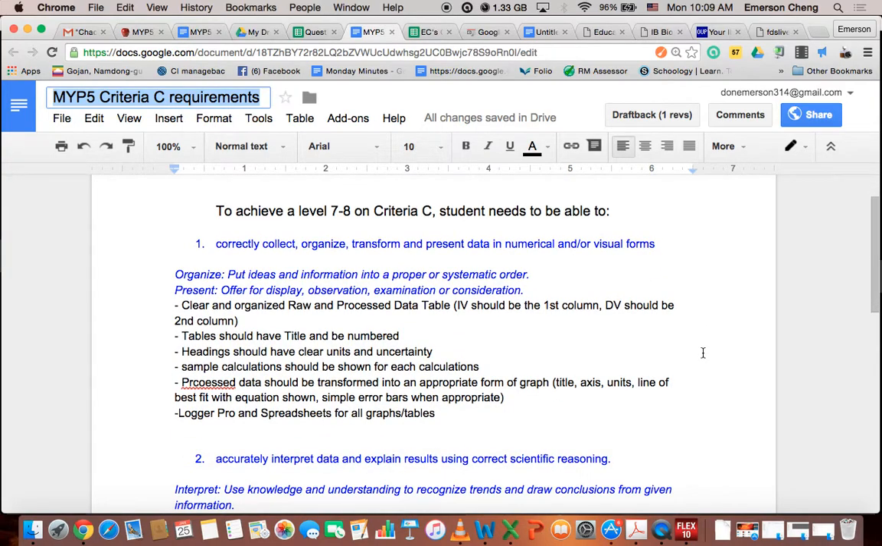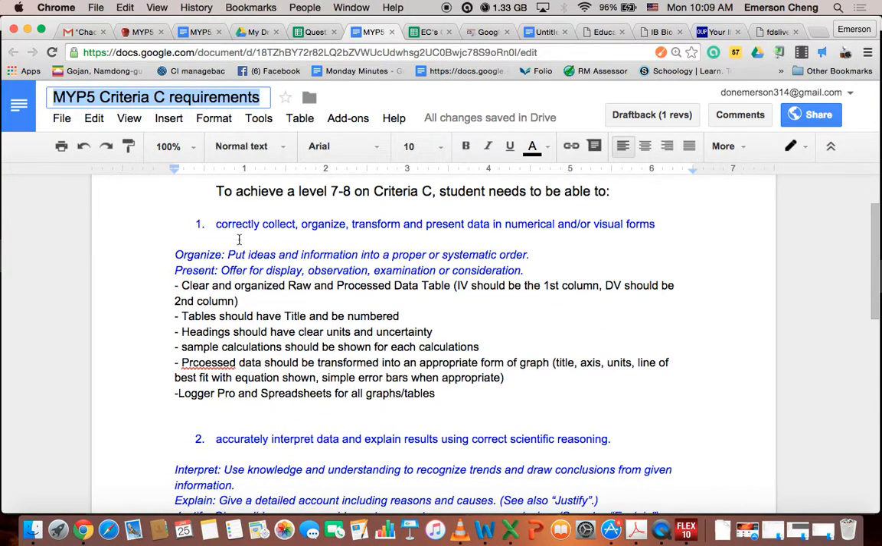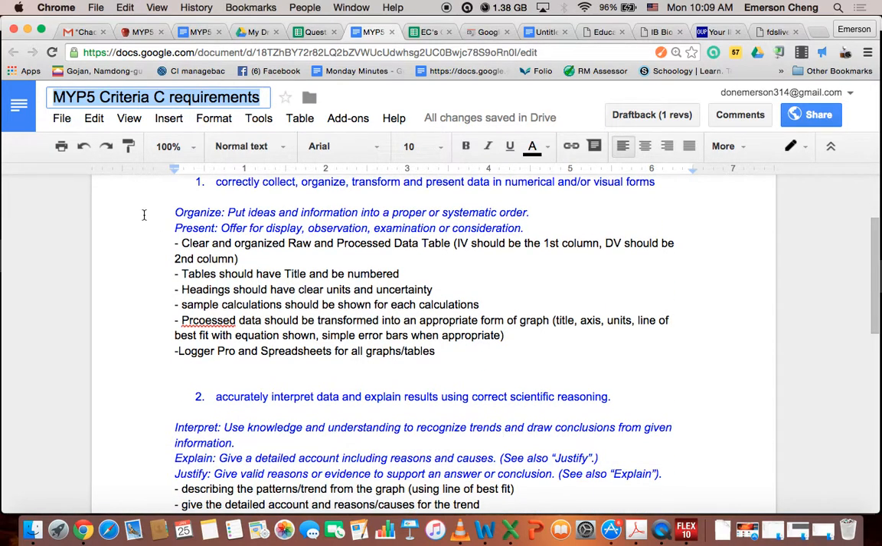Now, to get a 7 and 8, you need to, the B is from the guide. Here's what I personally want, an explanation. So: collect, organize, transform, present data in numerical and visual form. What you will need to do is this: A, a clear and organized raw and processed data table.